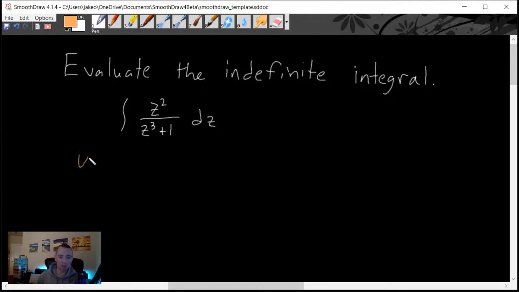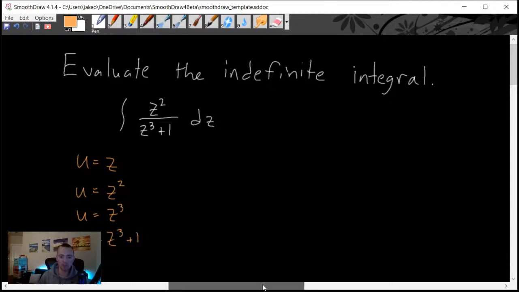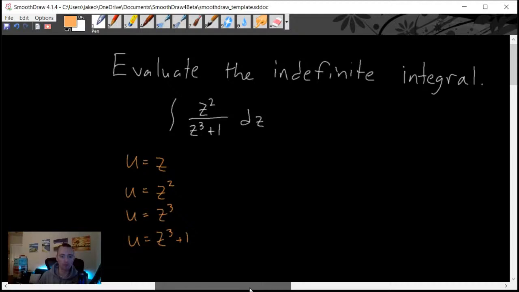You generally don't ever want to say U equals Z, or U equals X, or U equals T, or whatever your variable is, because this isn't really going to change the situation for you at all. You're just going to put it in terms of a different letter, but it doesn't actually change the integration that you have to do. So that's generally not going to be a good idea. In this case specifically, we have a couple other options. We could maybe say U equals Z squared, maybe U equals Z cubed, this piece here, or maybe this entire denominator, Z cubed plus 1. These are the most obvious first guesses, I guess you could say.